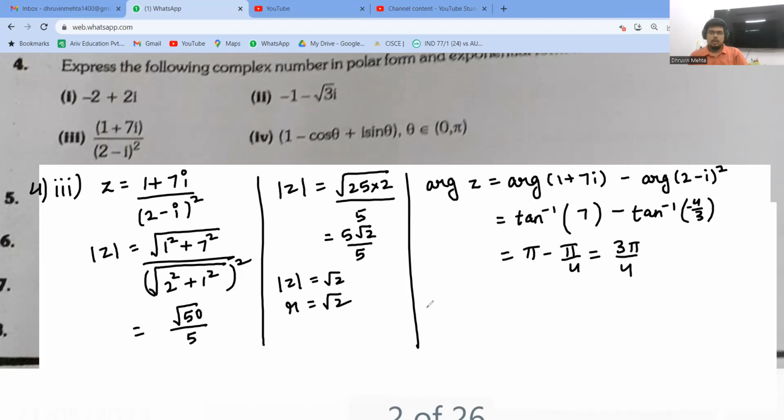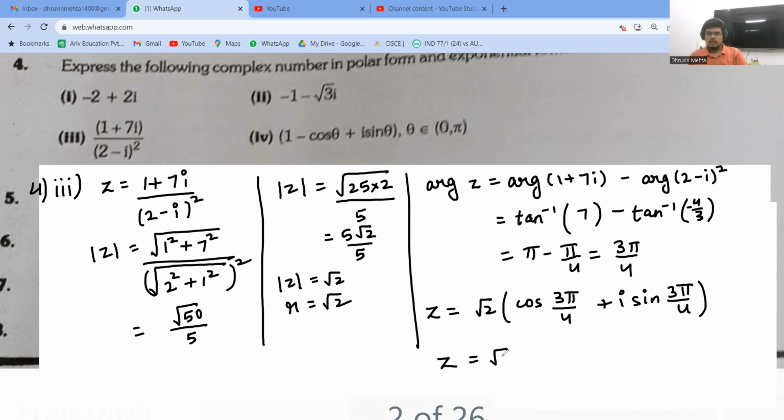So now coming to the polar form: z is equal to r, which is root 2, cos theta, where theta is 3 pi by 4, plus i sin theta, where theta is 3 pi by 4. And the Euler's form, that is the exponential form, is r e raised to i 3 pi by 4. Done.